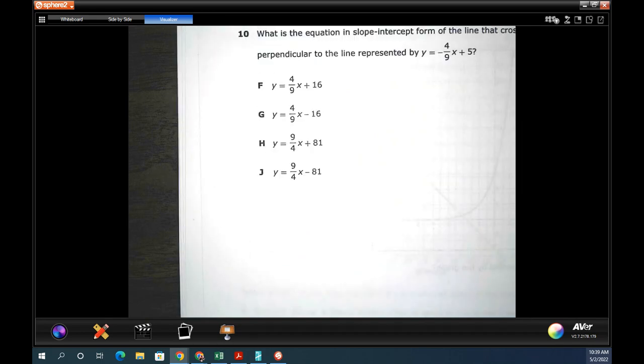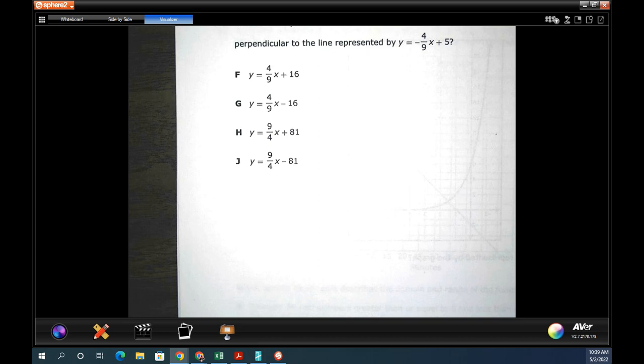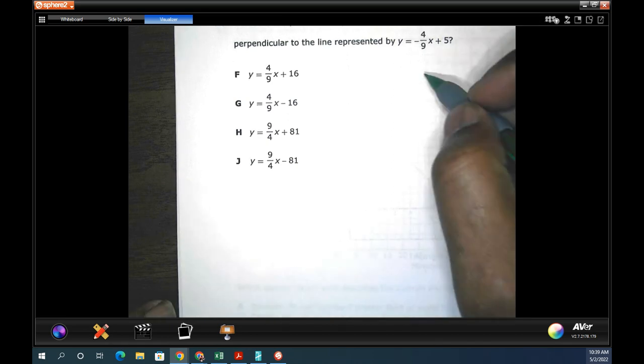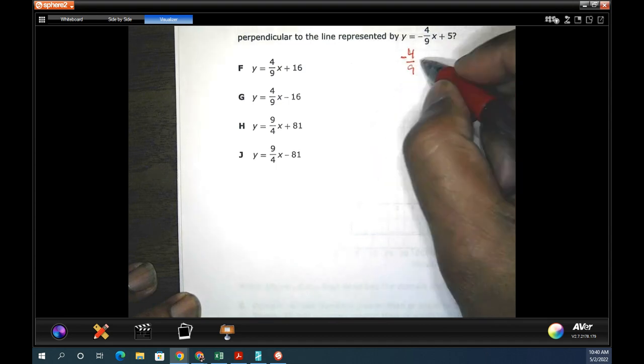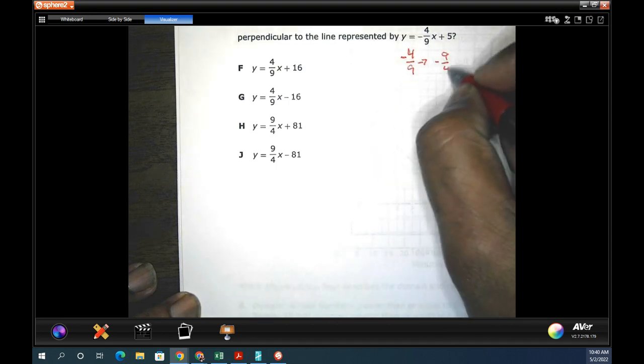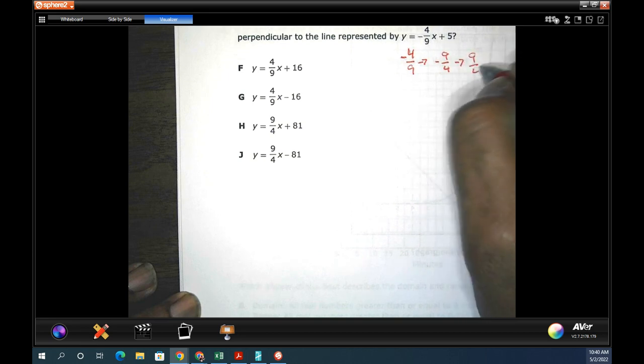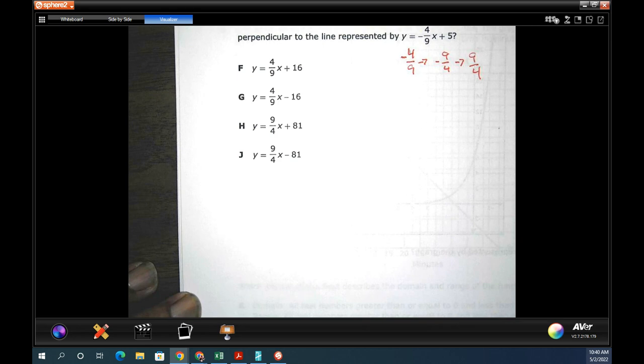Let's look at number 10. What equation in slope-intercept form crosses the x-axis at 36 and is perpendicular? What do we know about perpendicular slopes? They're flipped and opposite. Okay, so here's the deal. It's -4/9. We flip it. -9/4. There we go. Can we eliminate any answers? Which ones? F and G. That's it.